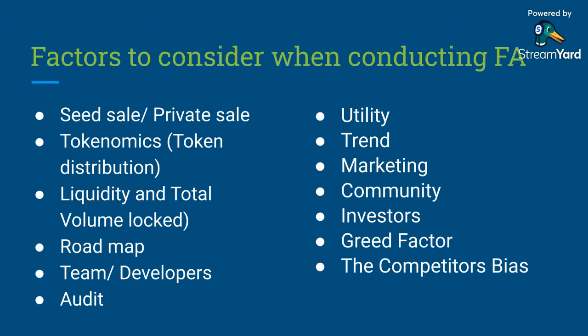So the first factor we have here is seed sale and private sale. Don't worry, I'm just going to run over them and then explain them in subsequent slides. Then token distribution. We have the liquidity or total value locked. We have the roadmap. We have the team, the developers. We have the audits. We have the utility. We have the community. We have the investors. We have the greed factor, and lastly we have the competitors bias.